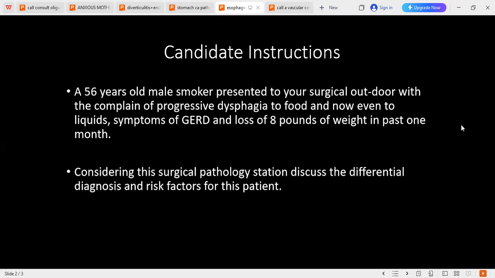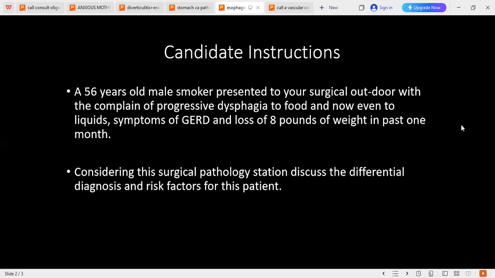Can you tell me what GERD stands for and how it contributes to this condition? In case of GERD, there will be regurgitation of acid, then irritation of the mucosa, and metaplasia from stratified squamous epithelium to columnar epithelium. There will be adenocarcinoma.